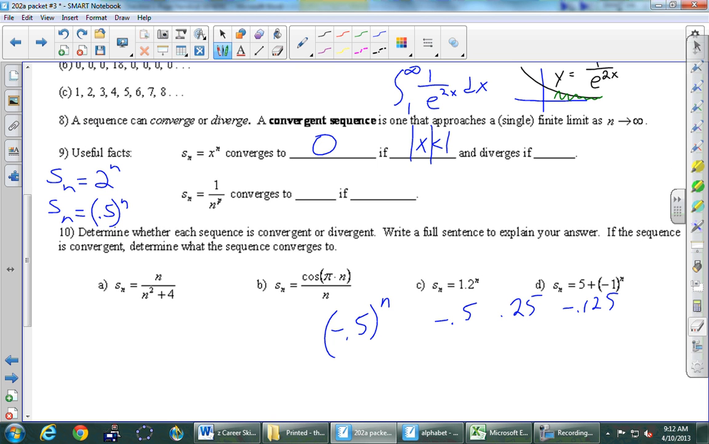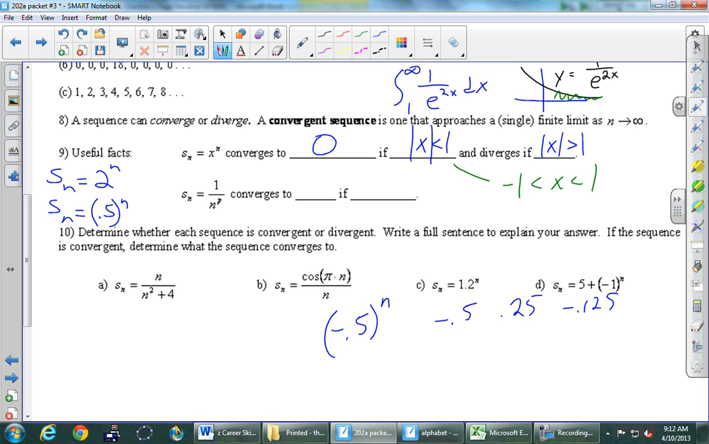And diverges if absolute value of x is greater than 1. Yeah, Angus. It's just shorthand. Yeah, you could just as well write -1 less than x less than 1. Same thing.